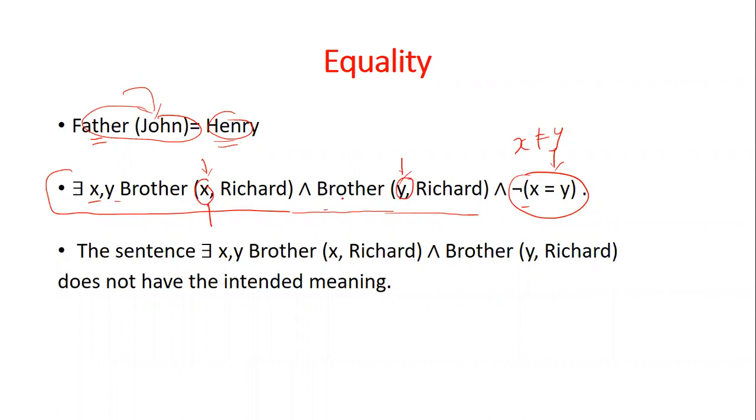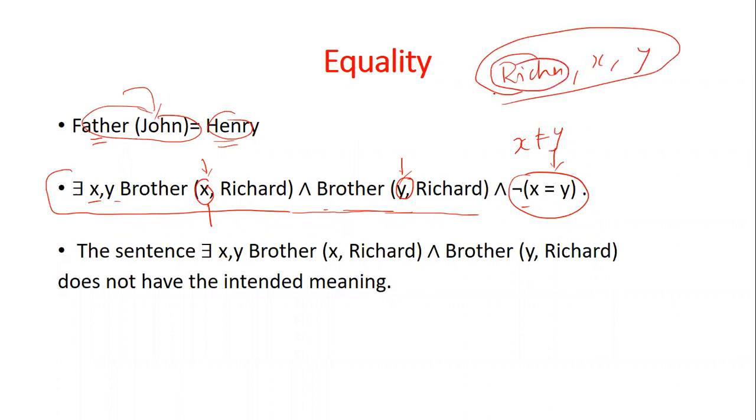Okay, if you want to represent that, this is the correct way to represent. So now there are three brothers, Richard, x and y, and they all are brothers. First we know only Richard. So you want to specify that x is a brother of Richard and y is also a brother of Richard. Then actually you have to write like this.